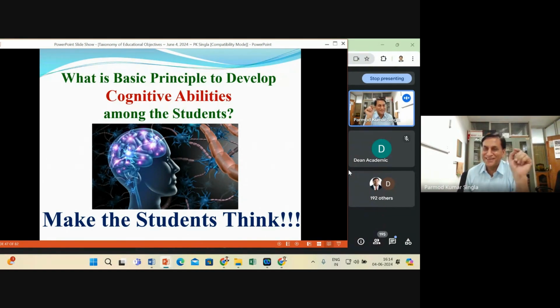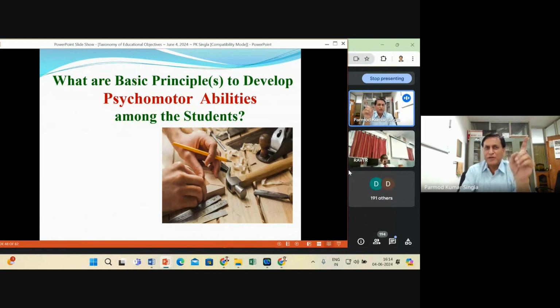If you do the thinking all the time in the class and solve the problems on the blackboard, students' cognitive abilities will not develop. Make the student think. This is the basic principle. You want to develop the psychomotor abilities of the student. What are the basic principles?